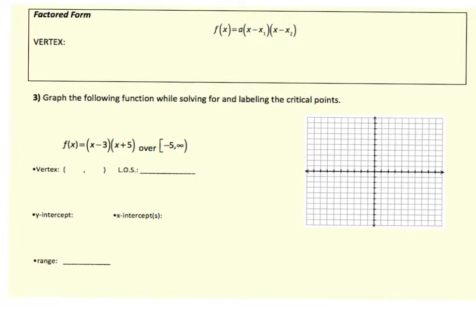Okay, so our last form that we're looking at is called factored form, and this is a nice form because it helps us find the x-intercepts really quickly. So this is how you do it.